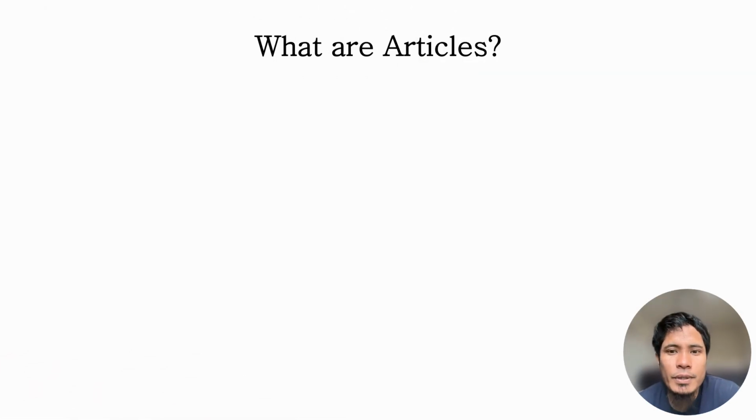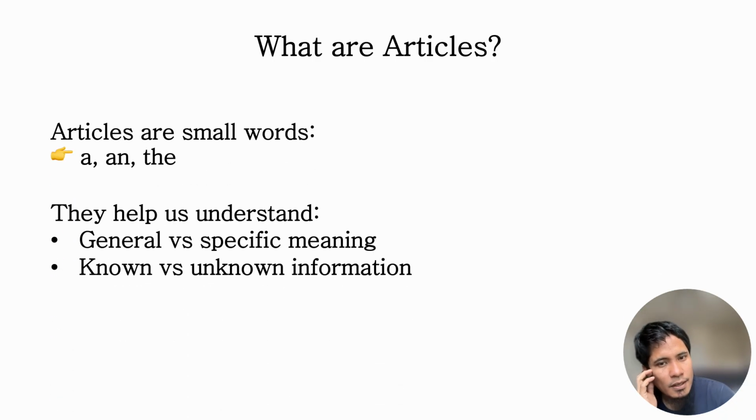Now let's define what articles are. Articles are small words in English: a, an, and the. Although they are short, they play a very important role in communication. Articles help us understand meaning more clearly. Specifically, they tell us whether we are talking about something general or something specific.